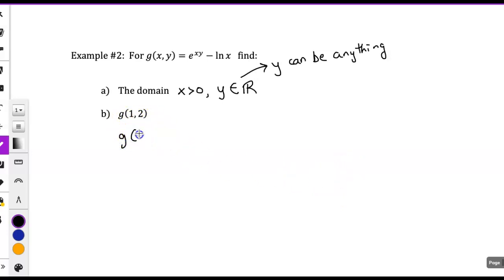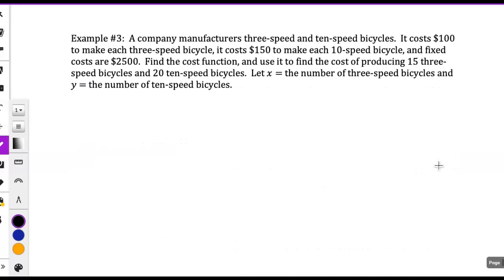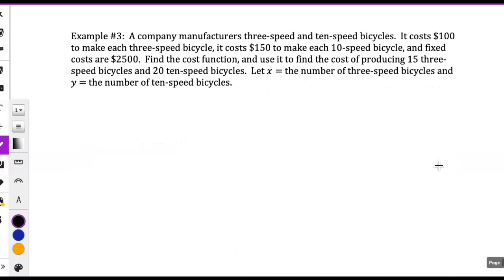So g of 1, 2 would be equal to e to the 1 times 2 minus the natural log of 1. So this is e squared. The natural log of 1 is 0. So g of 1, 2 would be e squared. Okay, that's it. So that's how you plug stuff into a function of several variables, and that's how you find the domain.